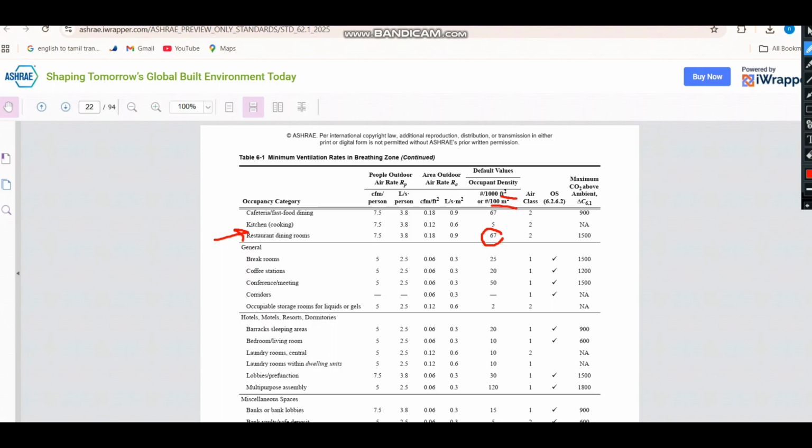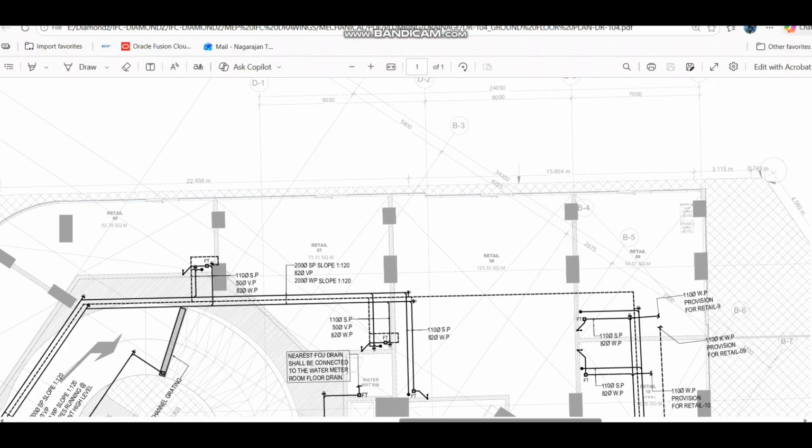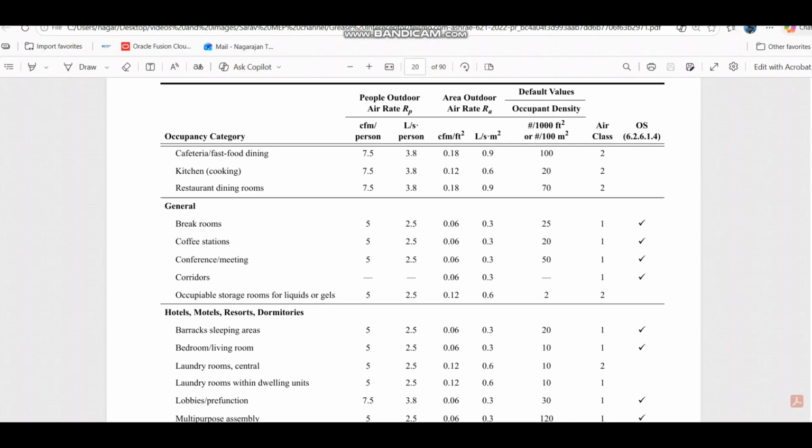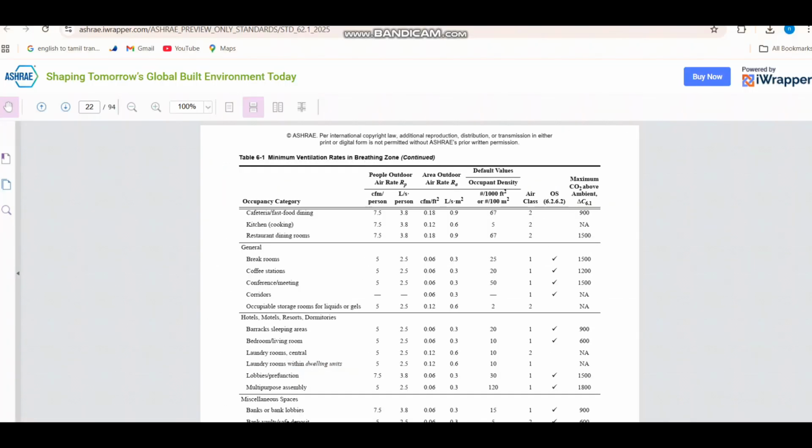There is a big change between the 2025 revision and the 2022 revision in regards to the people density for these 3 factors. Let me open the 2022 revision so you can understand the big difference between these two. In the 2022 revision, for the restaurant dining area, for 100 square meters, we have to consider 70 people. For fast food dining or cafeteria, for 100 square meters, we have to consider 100 people. But in the current revision, there is a big change in these 3 factors also. Here it is mentioned 20, but in the current revision you can see the big difference: 67, 5 and 67.